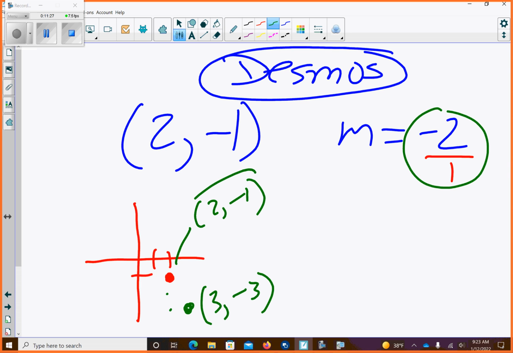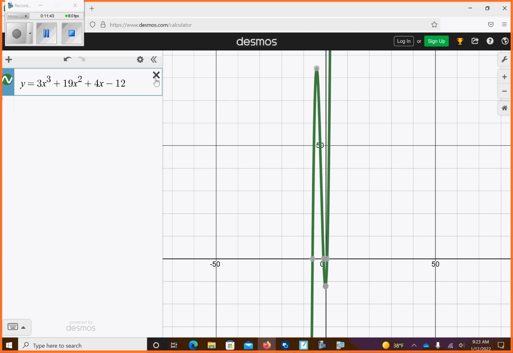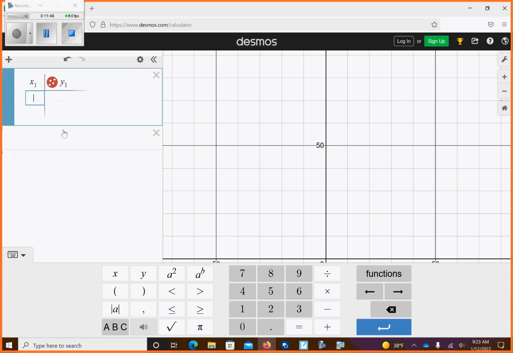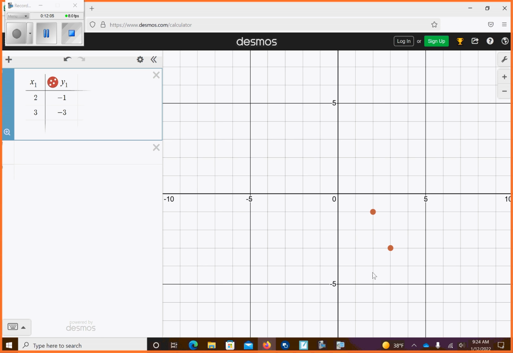So now here's my 2 points, and then if I go to Desmos, so I don't have to refer back and forth. I want Desmos. If I hit the plus button, it says table, and in the table I'm going to put my point 2 comma -1, and then I'm going to put 3 comma -3. So that gives me my 2 points, which I can't really see too well. So that gives those 2 points.